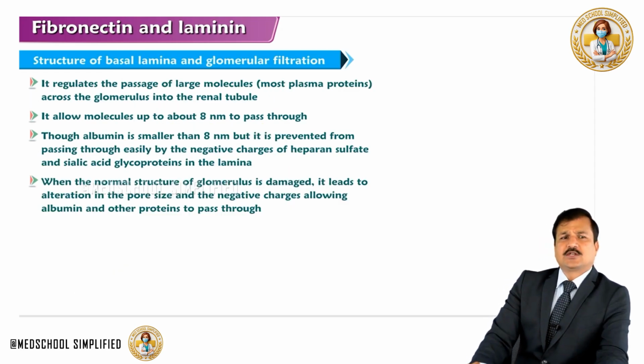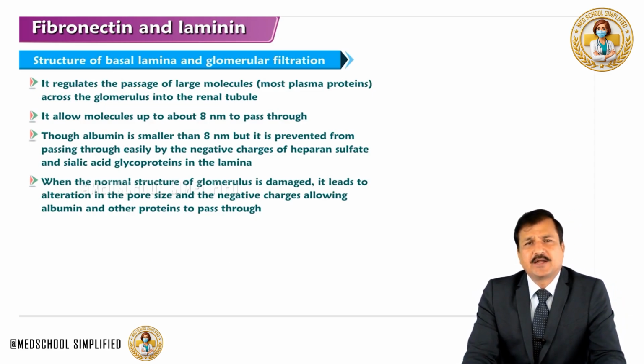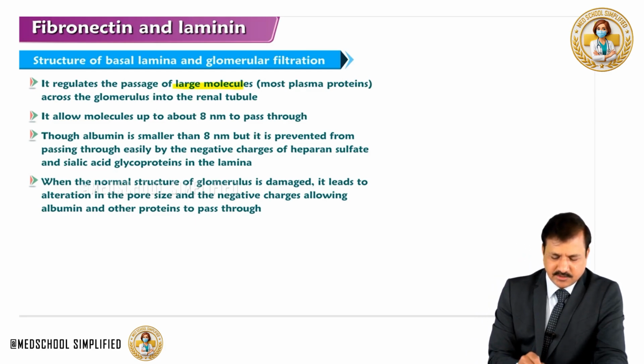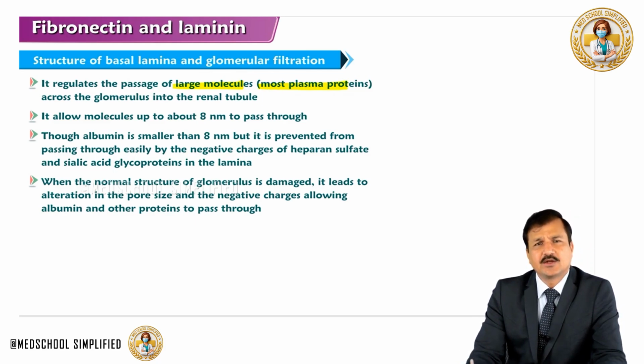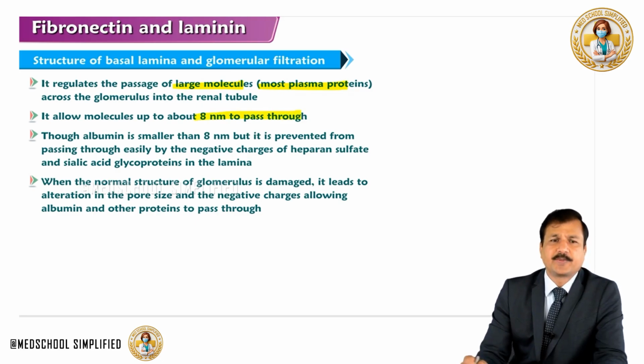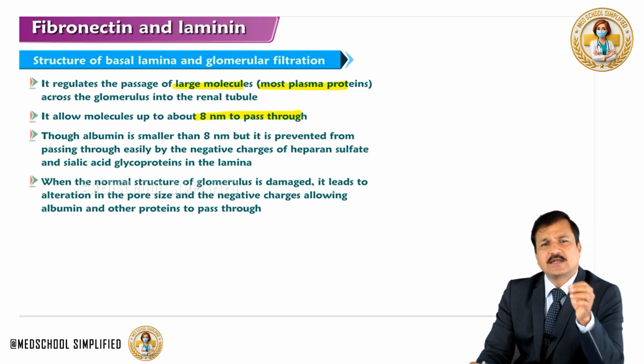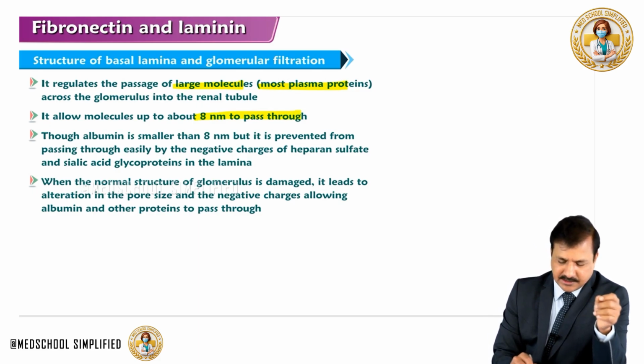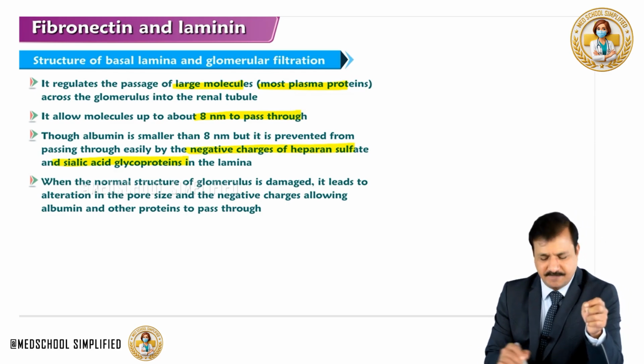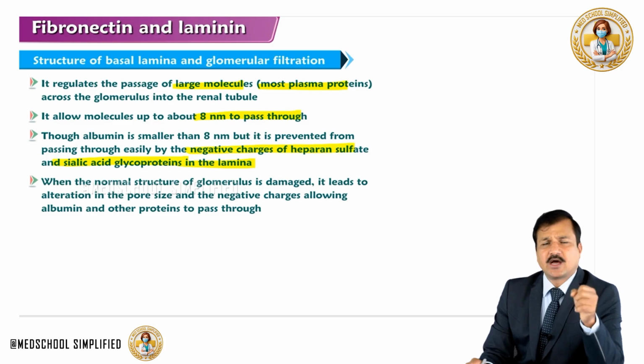Now let's look at a little bit about the structure of the basal lamina and glomerular filtration. The basal lamina regulates the passage of large molecules like most of the plasma proteins across the glomerulus into the renal tubule. It allows molecules up to 8 nanometers to pass through. Though albumin is smaller than 8 nanometers, it is prevented from passing through easily by the negative charges of heparan sulfate and sialic acid glycoproteins present in the basal lamina. That's why albumin is not filtered, and its loss from the body in the urine is prevented.